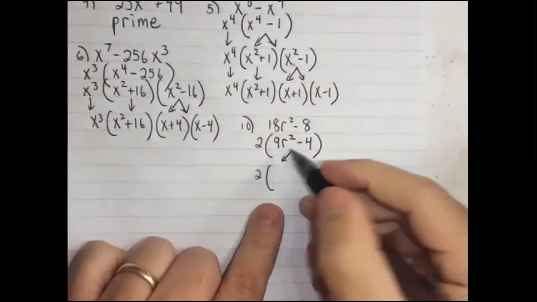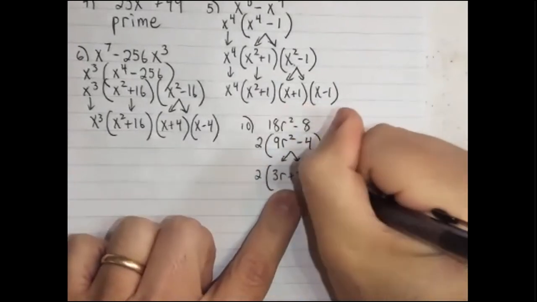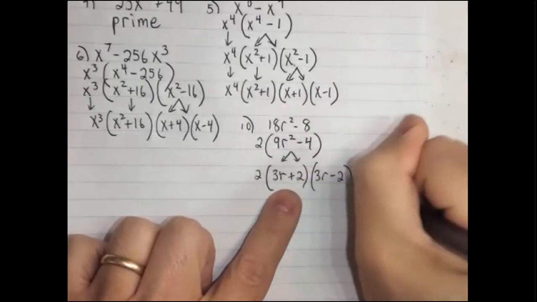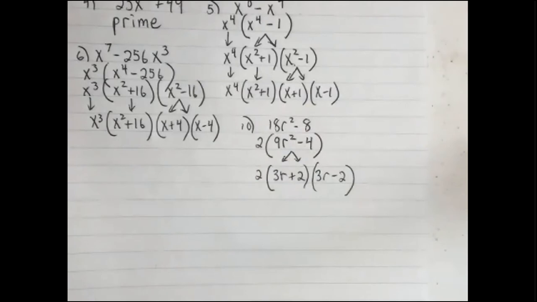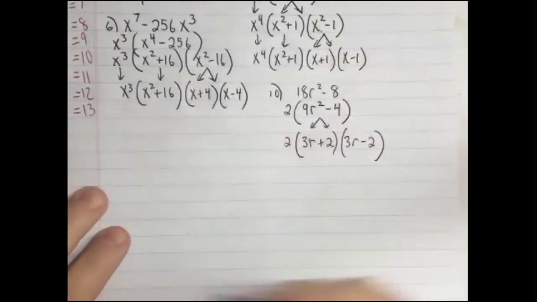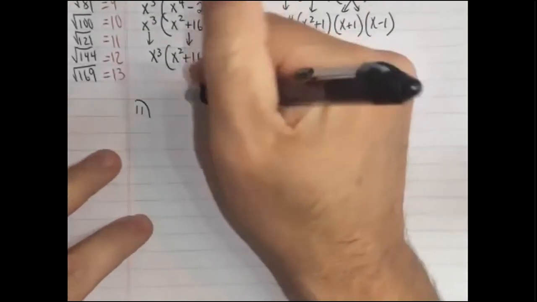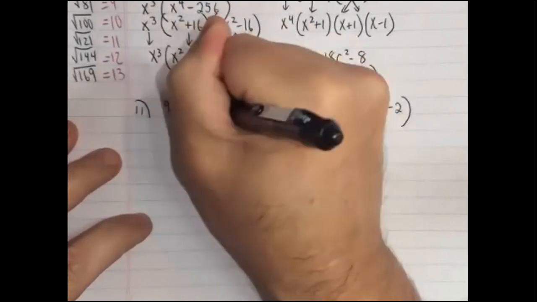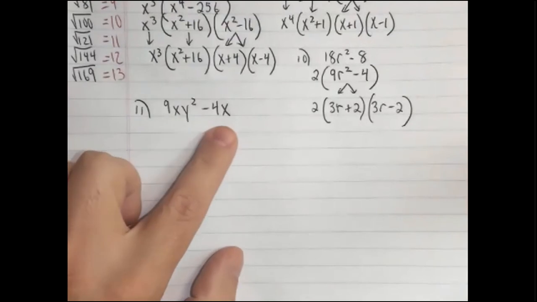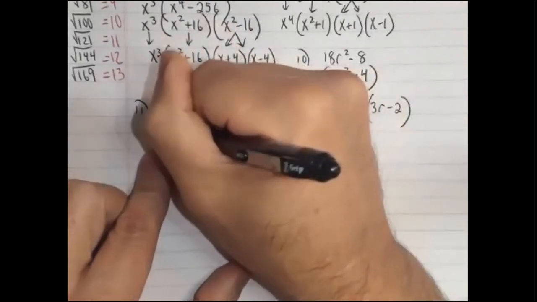So the 2 stays there. Square root of 9 is 3. And of course the r is there. And square root of 4 is 2. So it's 3r plus 2, 3r minus 2. So don't forget to factor out that GCF. Another type of problem you may see, or you will see, 9xy squared minus 4x. They both have an x, so I know I have to factor out my GCF.